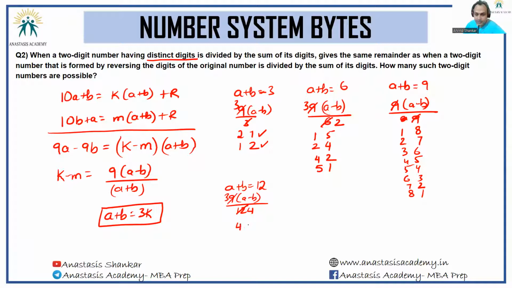One case would be 4 and 8. Another case would be 8 and 4. Sum is 12, difference is a multiple of 4. These are the only two cases possible. I'll list all the possible cases.